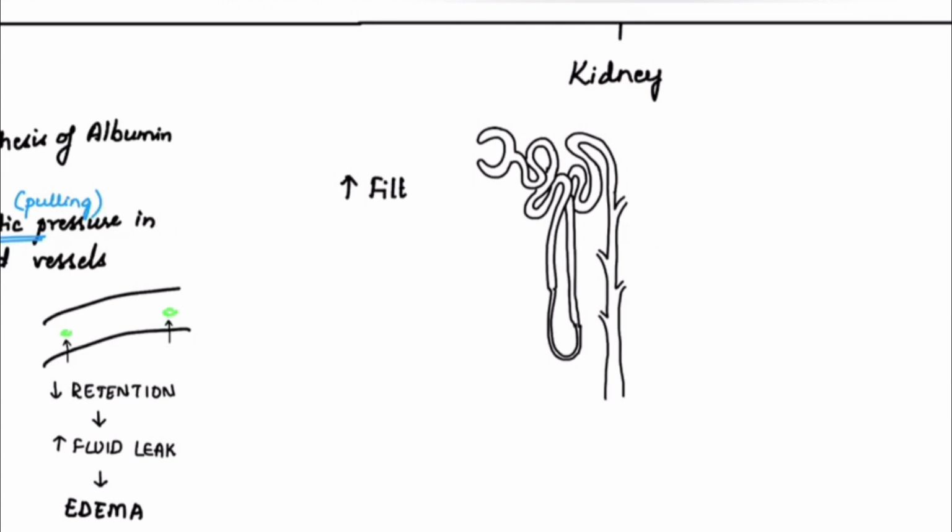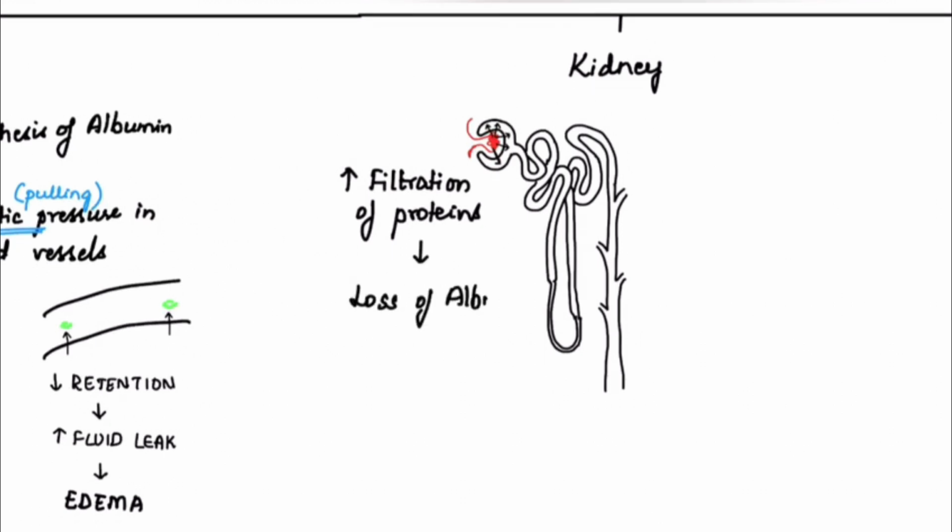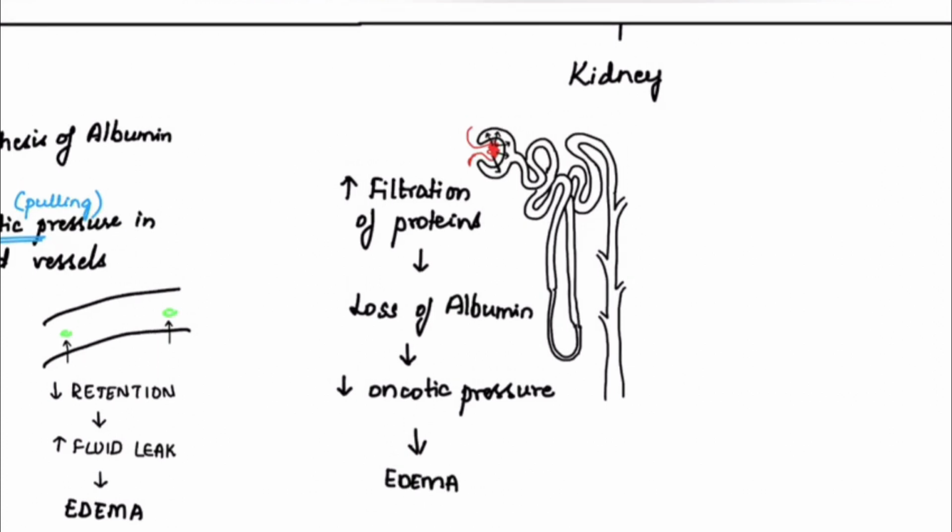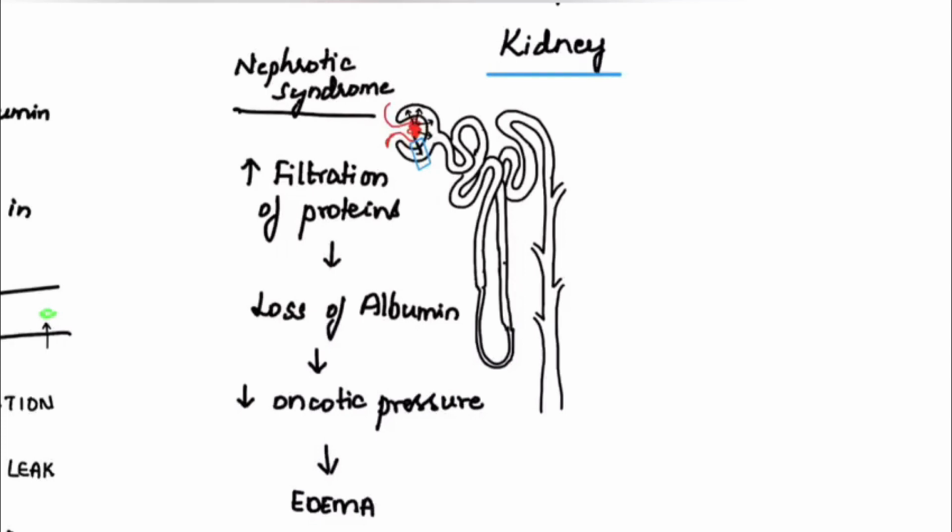Here, two things may happen. First, when there is increased filtration of the plasma proteins at the level of the glomerulus, more proteins will be lost in urine. So, when there is loss of albumin, automatically the oncotic pressure is again decreased in the blood vessels. That means the retention capacity is decreased. So, the fluid will leak out, leading to edema. So, this is seen in nephrotic syndrome.